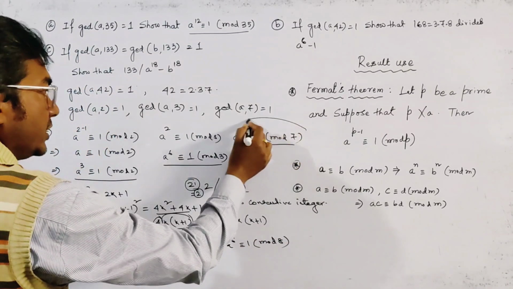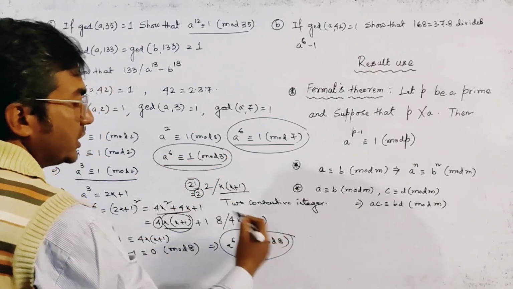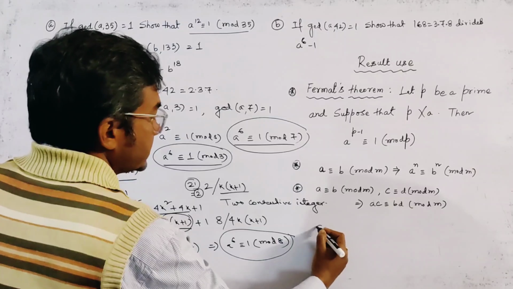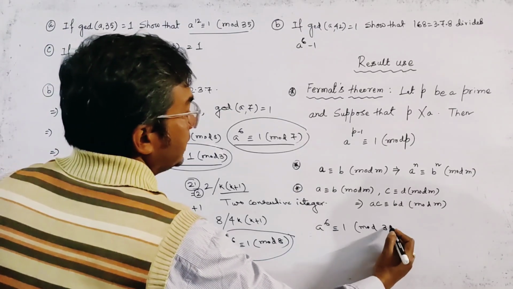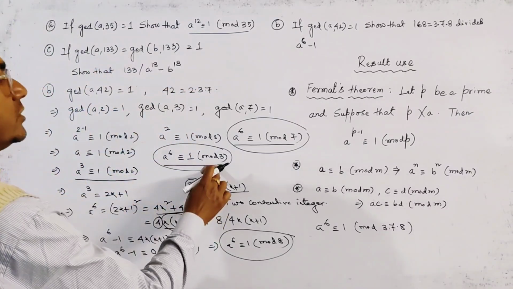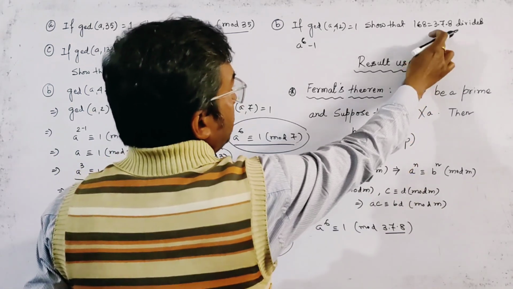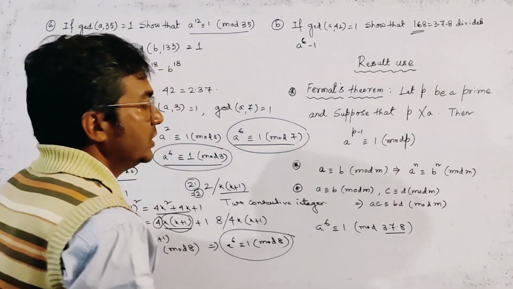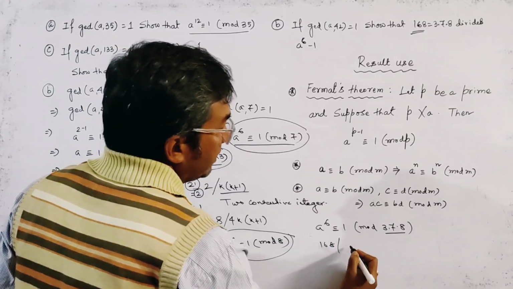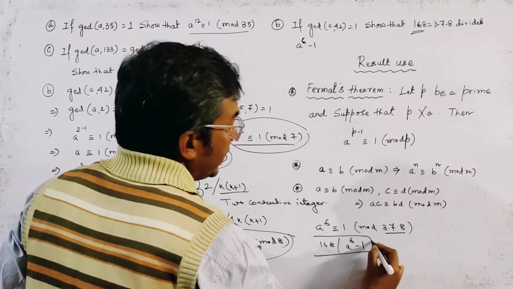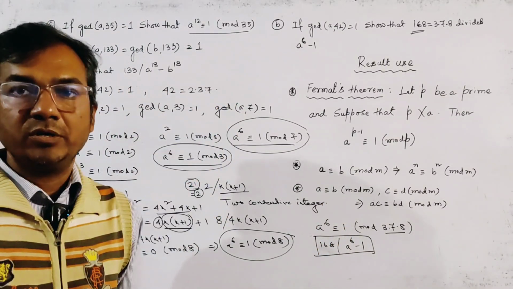Now we take this relation and this relation together and get the result a to the power 6 congruent to 1 mod 3 into 7 into 8. And 3 into 7 into 8 means 168. So we write that 168 divides a to the power 6 minus 1. Very interesting proof using Fermat's theorem.